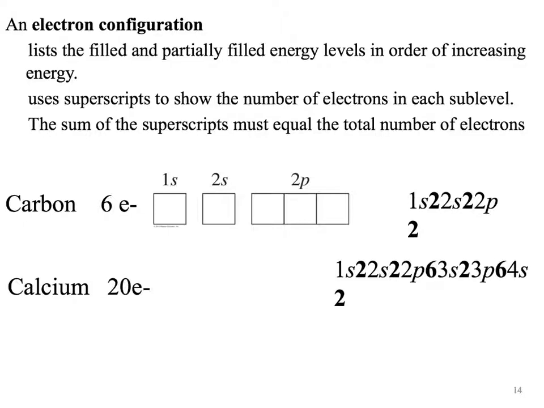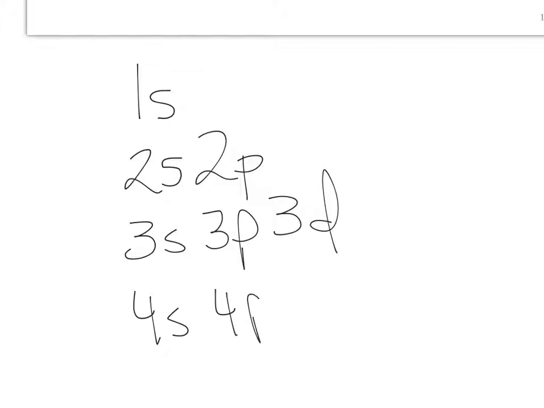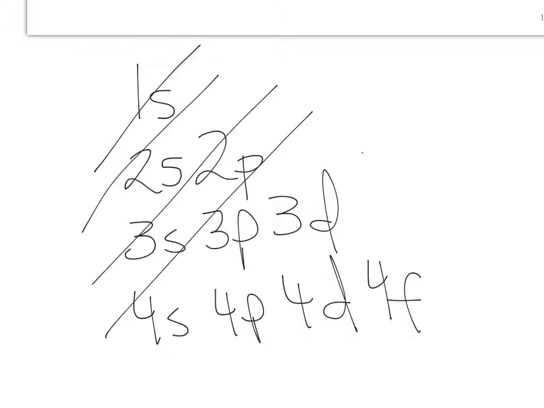The electron configuration is a list of how these electrons are arranged. For example, what we're going to use is, as I showed you in the lecture, we're going to grab 1s, 2s, 2p, 3s, 3p, 3d, 4s, 4p, 4d, and 4f. And we're going to go in this direction.